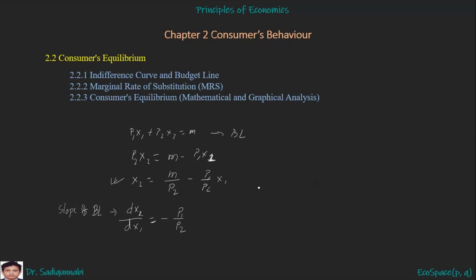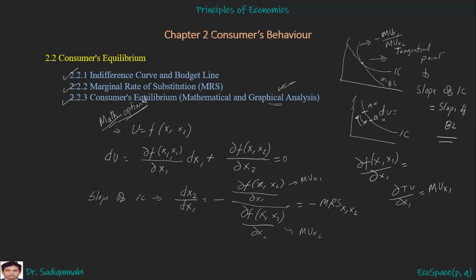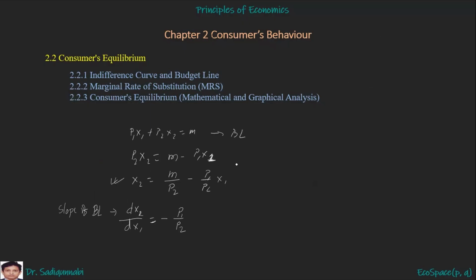So we know, as we learned from the previous page, that slope of IC should be equal to slope of BL. Now we can find the equilibrium equation.